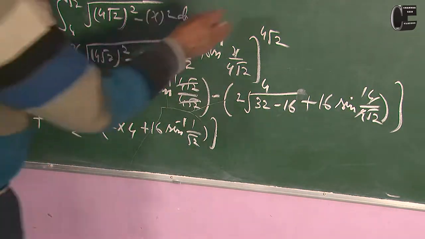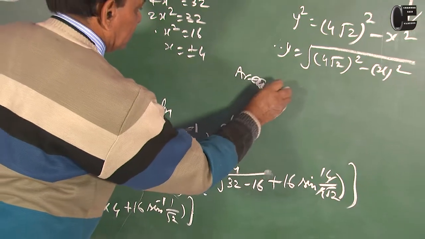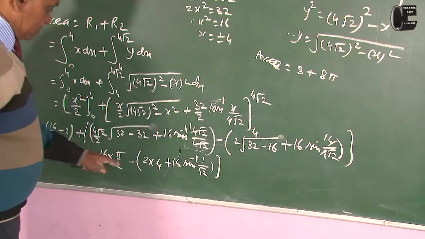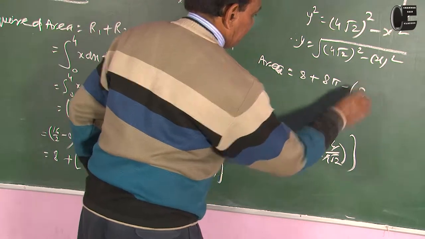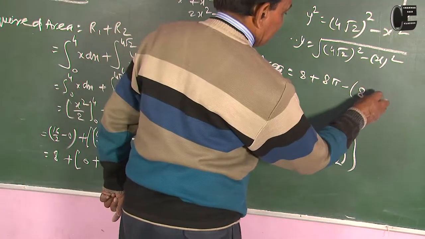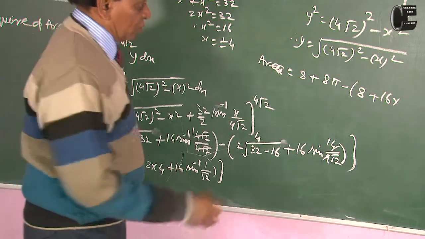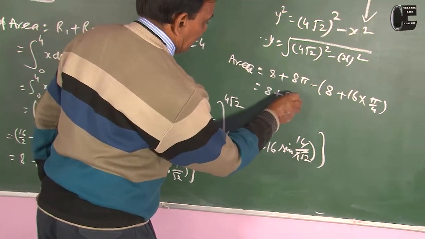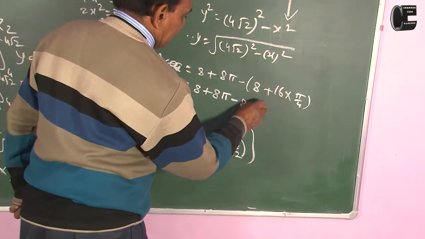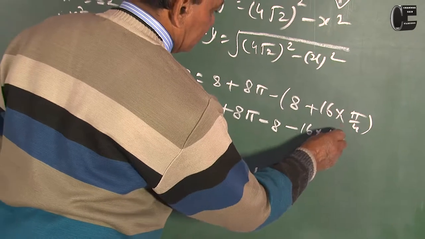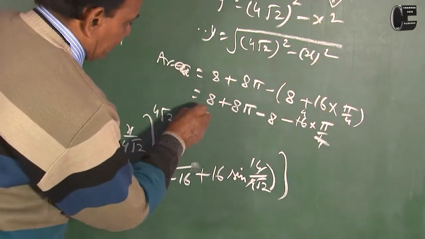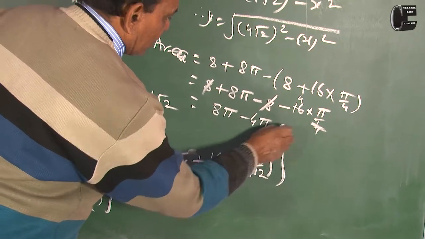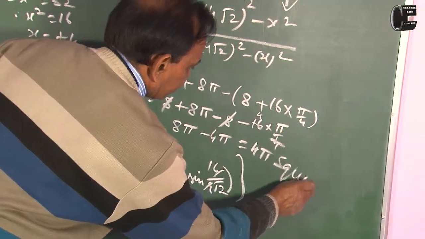Yes, I put here. Therefore, the required area will be equal to 8 pi minus 8 plus 16 and sine of 1 by root 2, put here pi by 4. This is 8 pi minus 8, and minus 16 into pi by 4, that is 4. Therefore 8 may be cancelled, 8 pi minus 4 pi. Therefore the answer will be 4 pi square units.